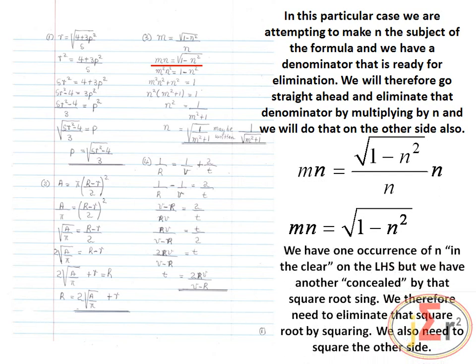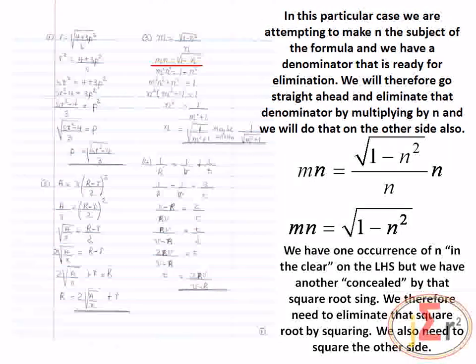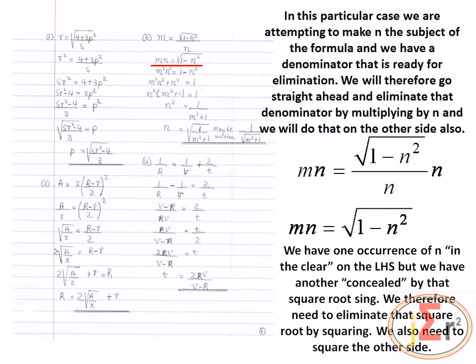We have one occurrence of n in the clear on the left hand side, but we have another concealed by the square root sign. We therefore need to eliminate that square root by squaring. We also need to square the other side. So we have this one that we have right here, an easy term, mn. We are saying that this one is in the clear, and we are saying that the other one is concealed by the square root sign.